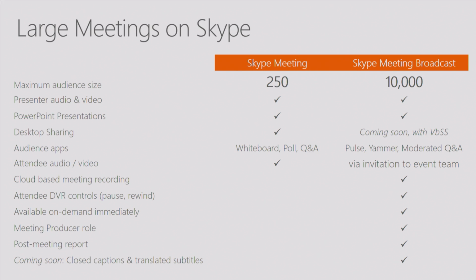And I mentioned this meeting producer role. We have a concept of, during the invite, I invite people that are designated to be on the event team versus people I want in the audience. So that's a role definition that we have for people that I want participating.